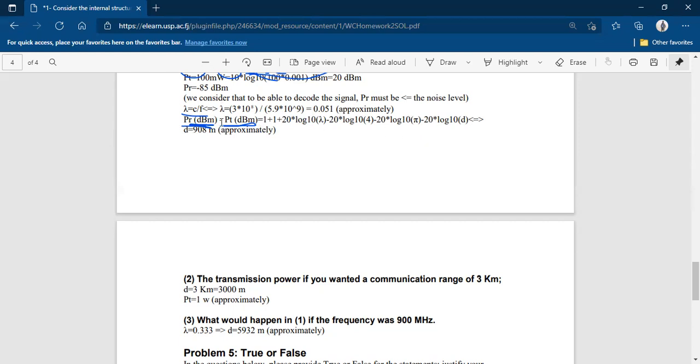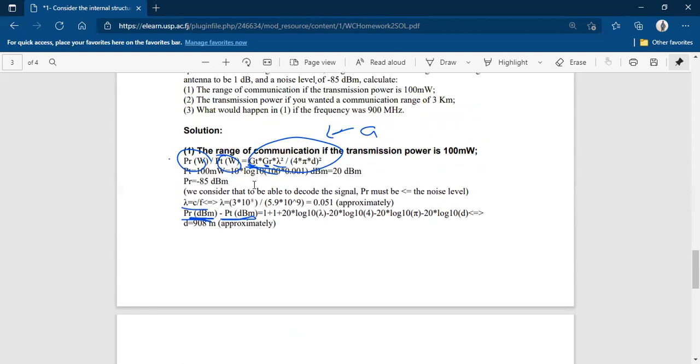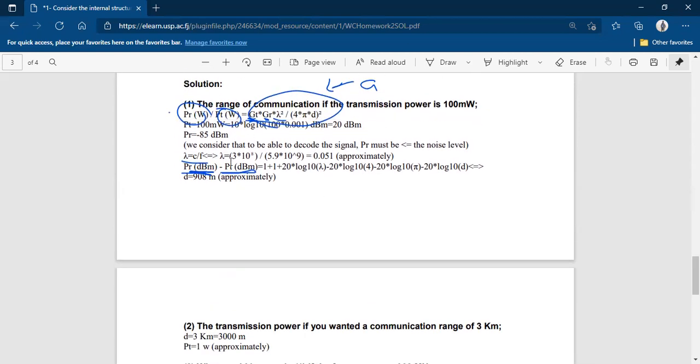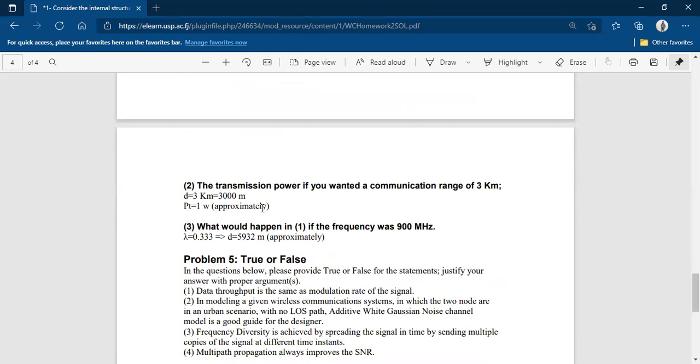Now in this particular case, our transmitting power will be unknown and we just need to solve for it. Whatever values we used for part 1, we keep the same. We use the same values in the formula that we have derived, but we solve for our transmitting power, and we'll find that our transmitting power is basically equal to 1 watt.